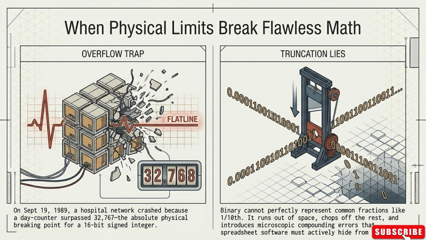It destroys systems. The source material highlights this terrifying incident from September 19, 1989. Oh, this is a crazy story. Right. A hospital computer system that had run flawlessly for years suddenly completely flatlined. Data was corrupted, the entire system crashed. And the culprit? The software had been quietly counting the individual days since January 1st, 1900. And on that specific September day, the counter hit the value of 32,768. And that specific number is the absolute breaking point for a 16-bit signed integer.